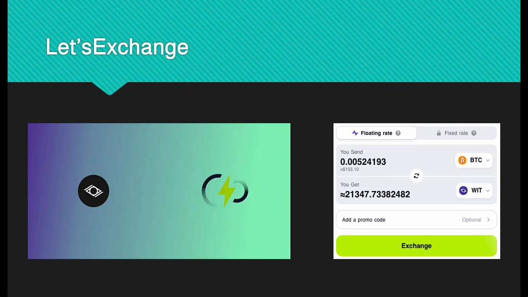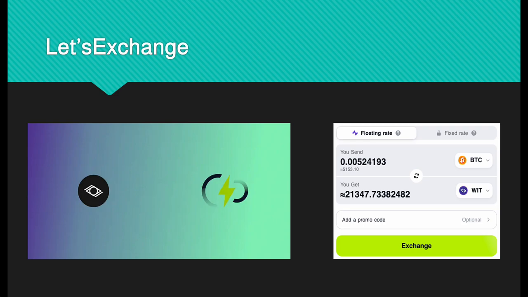Next up is the Let's Exchange integration. The Witcoin was listed on Let's Exchange, a swap website that allows you to swap WIT for any supported asset. Let's Exchange currently supports around 3,000 different assets that users can choose from. It's very exciting to see because it helps increase liquidity and trading volume of the Witcoin, and it can also be a plug-in for later iterations of the Witnet wallets.